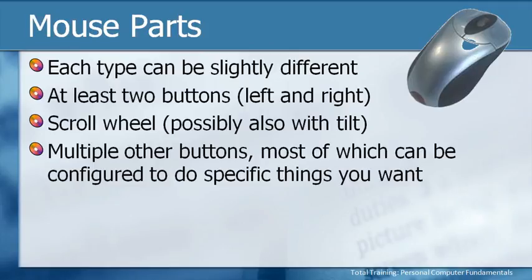But what you now know is that a mouse is a piece of hardware, it's an input device, and it can come in a variety of different configurations and types. Basically, they all work the same, and that's what we'll take on in our next section, is how do we actually use those buttons and those wheels.